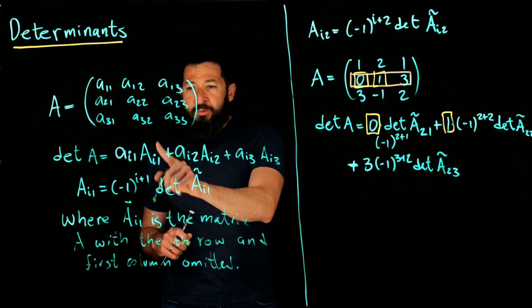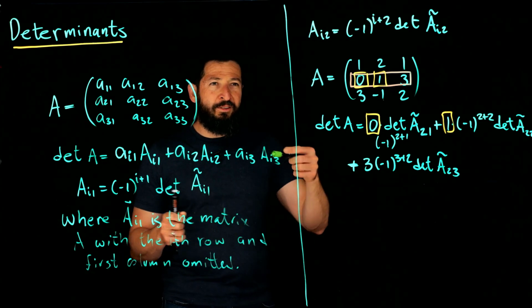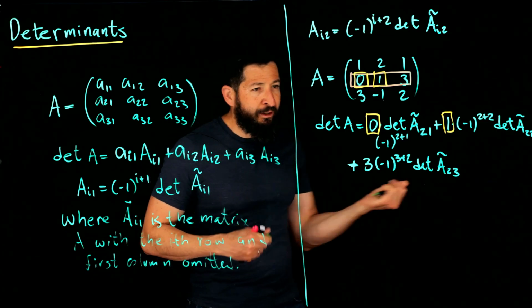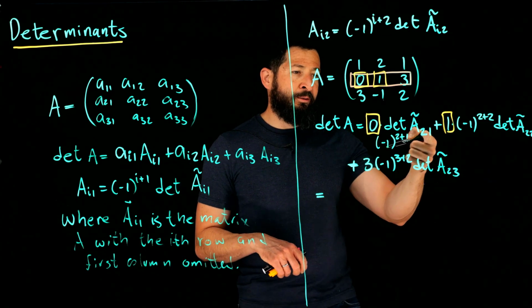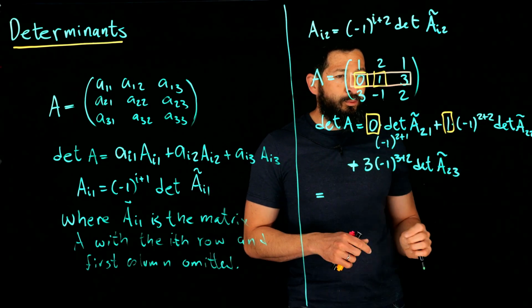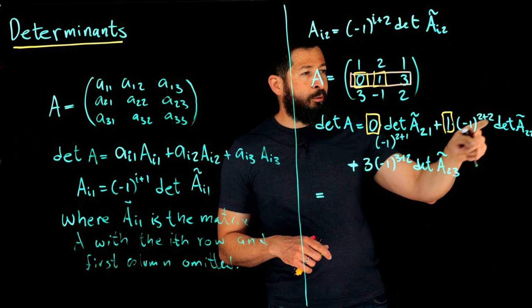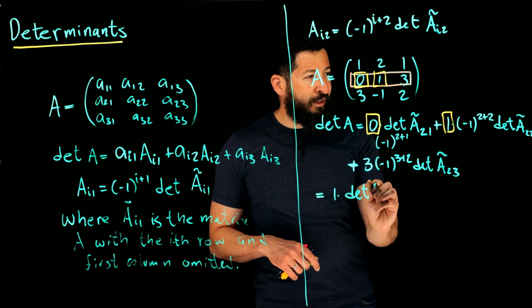Alright, so that's just filling in the formula. And of course this looks complicated, but it's really not. We'll talk about how to simplify it here in a minute. So what that then becomes is 0 times determinant of A21. That's 0. I'm not going to write it. Now I get negative 1 to the power of 2 plus 2. That's going to be 1. 1 times the determinant of the matrix A22.